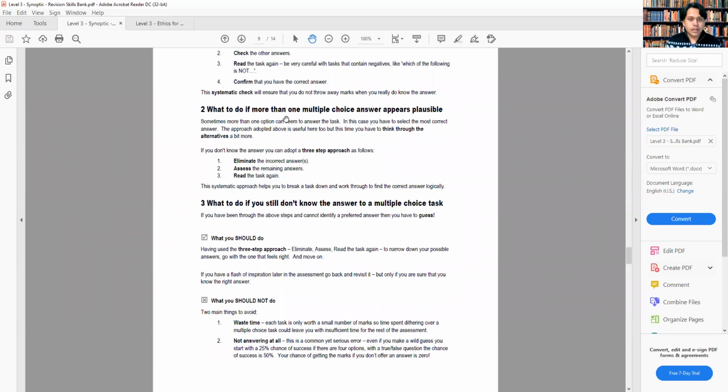Then what to do if more than one multiple answer appears. So obviously this is very, very common as well. If more than one option seems to answer the task, what will you do? In this case, you have to select the most correct answer. The approach adopted above is useful here too, but this time you have to think through the alternatives a bit more.